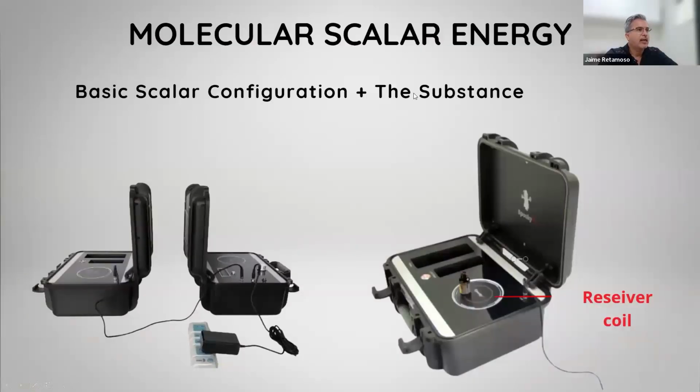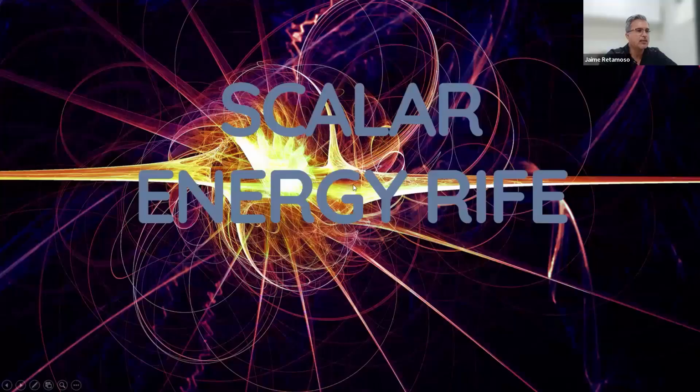So molecular energy is when basically we put this substance on the receiver coil, and we will receive the good information of this substance, okay? So it's the basic scalar configuration plus the substance. That's all, okay? Molecular scalar. It's very simple.